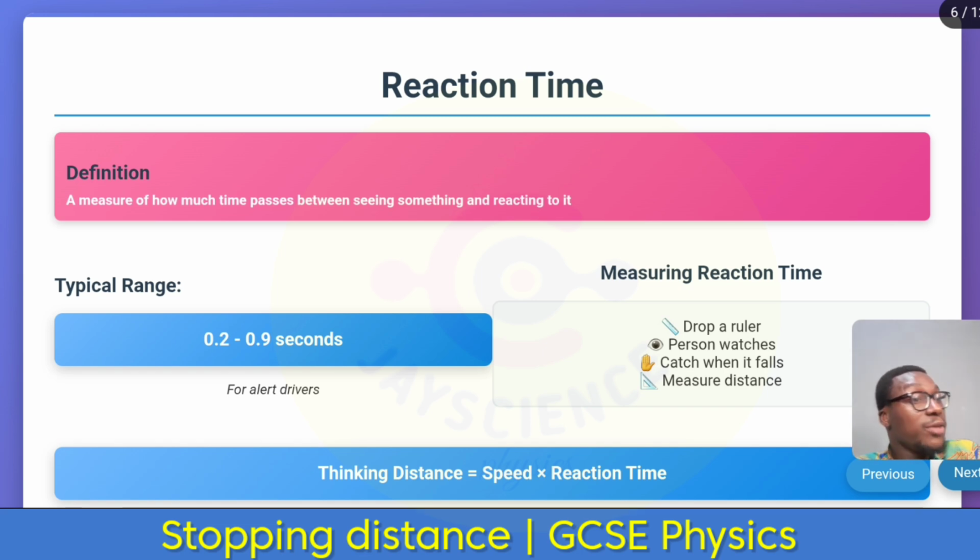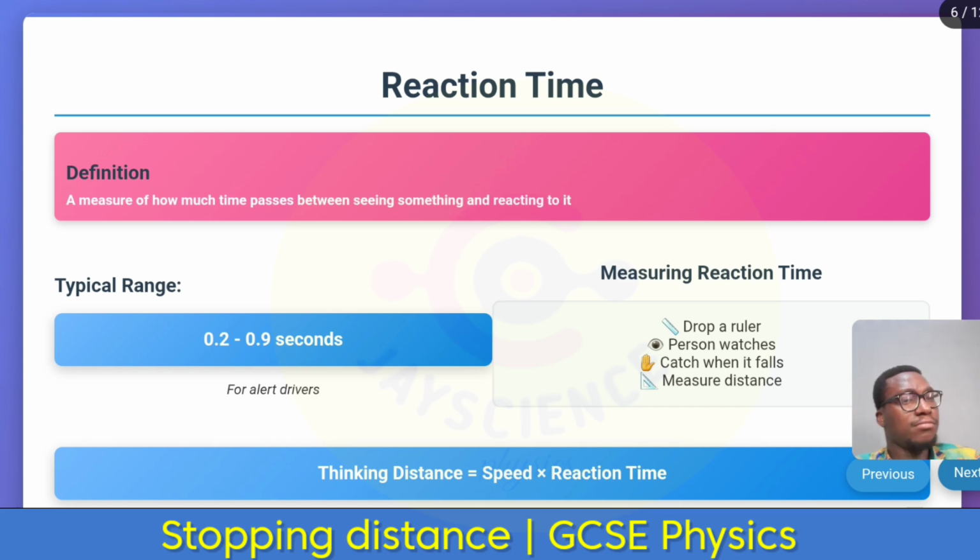Now, the human reaction time for someone who is alert, meaning someone who sees something and reacts to something that is happening. It could be someone waiting for something to happen, or an athlete waiting for the start of a race. The reaction time is usually within the range of 0.2 to 0.9 seconds. It varies, but it's usually within that time.